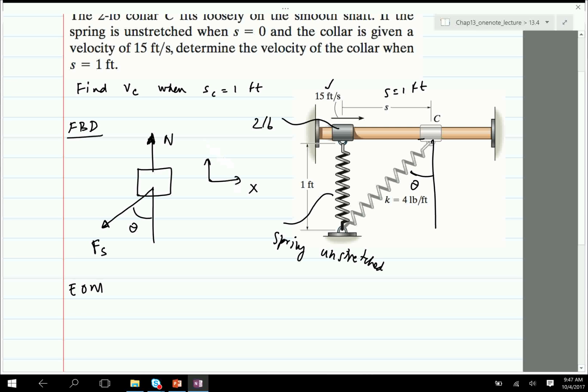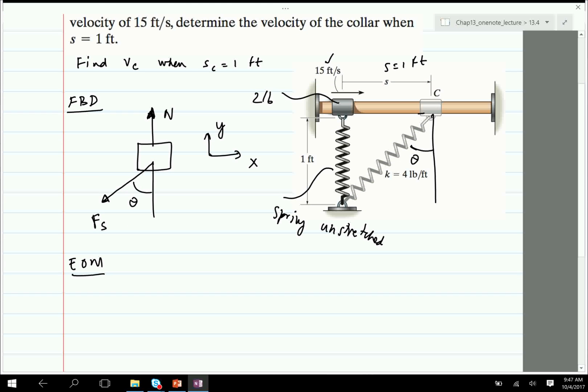Let's call this x in the y direction. So for the equation of motion, we need to find the velocity of C, and we can find the velocity if we know the acceleration in the x direction, where x is the direction I've shown. We're not interested in the y direction because we have the force N and we're not interested in it. So I'm just going to write the force equilibrium in the x direction. The net force in the x direction is mass times acceleration in the x direction.